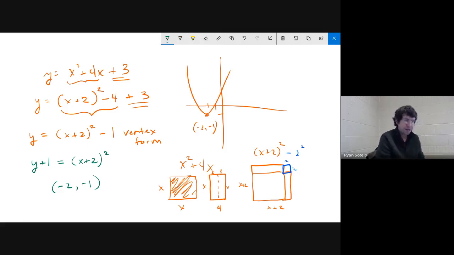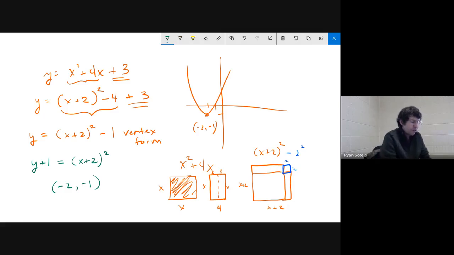Take the opposite, and that's the vertex in both cases. But for vertex form, you take the opposite of the x value, so minus 2. But you keep this exactly as it is, so minus 1. So this one's the opposite. This one's as is. But it's pretty much the same thing. So completing the square puts the expression.